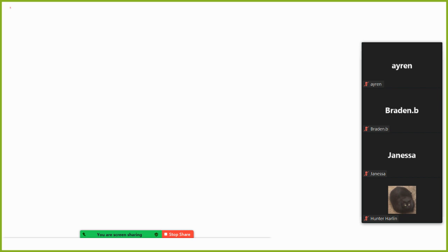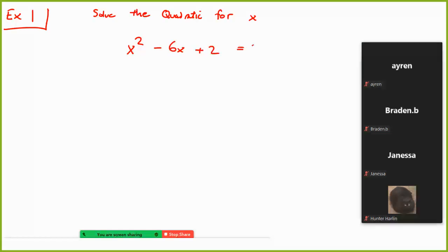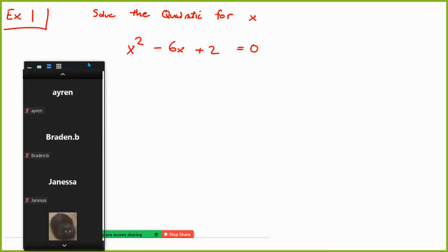So back to our quadratics. Here's our real example 1 for today. Just like this whole week, the only goal, the only prompt, is to solve the quadratic equation for x. Find the solutions. Here's our quadratic: x to the second power minus 6x plus 2 equals 0. So it looks just like our regular quadratics, yes? Nothing too crazy.